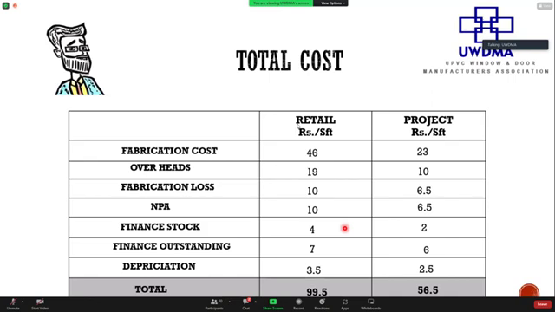The worst part in UPVC window fabrication is it's not organized. The fabricator, the owner, is the only one who is looking into everything: the sales, the sales guys, the installation guys, the production guys.